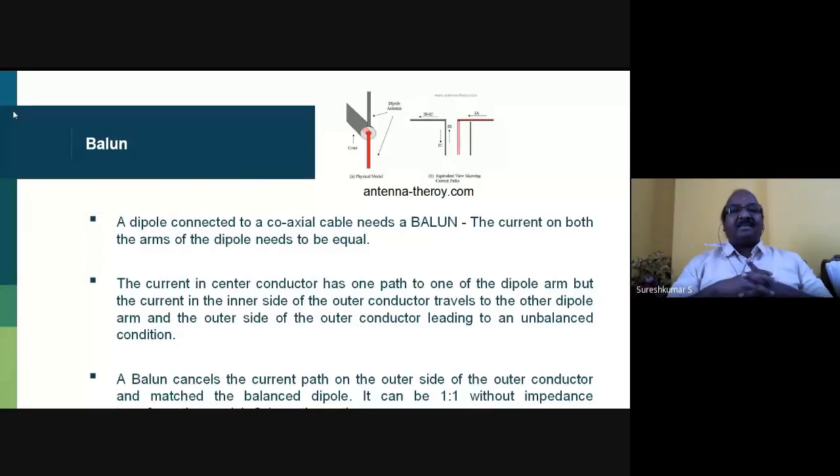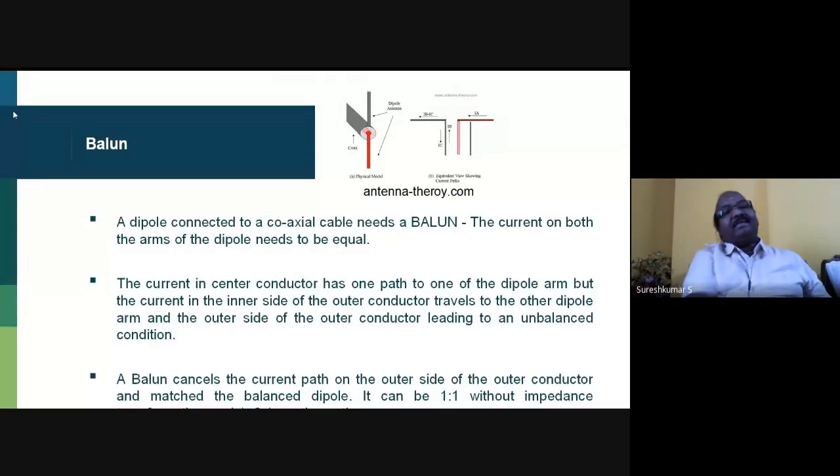A dipole is a balanced system, and the two elements, or two arms, of a dipole need to have equal current flow when you feed it, or when you receive, equal current flow enters the connector. But how do you do it? A coaxial cable has a center conductor and an outer conductor. The center conductor puts the current to one element of the dipole, and the outer conductor sees two paths to the other element. Two paths in the sense that current flows through the inner side of the outer conductor, as well as the outer side of the outer conductor. But this current tries to cancel a little, and you get a lesser current on the other element. To fix that, you have to cancel the current flowing on the outer side of the outer shield of the coaxial cable. That is what is done by a balun.